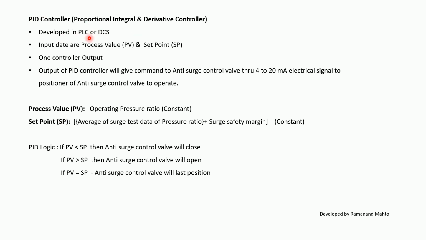A PID controller is developed in the PLC and DCS. The input data are the process value PV and the set point SP, and it gives the controller output. The output of the PID controller will give a command to the anti-surge control valve through a 4 to 20 milliampere electrical signal to the positioner of the anti-surge control valve to operate it. The process value PV is the operating pressure ratio. The set point is the average of the surge test data of pressure ratio minus the surge safety margin, which is constant. The logic will be PID logic. If PV is less than SP, then the anti-surge control valve will close. If PV is greater than SP, then the anti-surge control valve will open, and if PV is equal to SP, then the anti-surge control valve will stay in its last position.